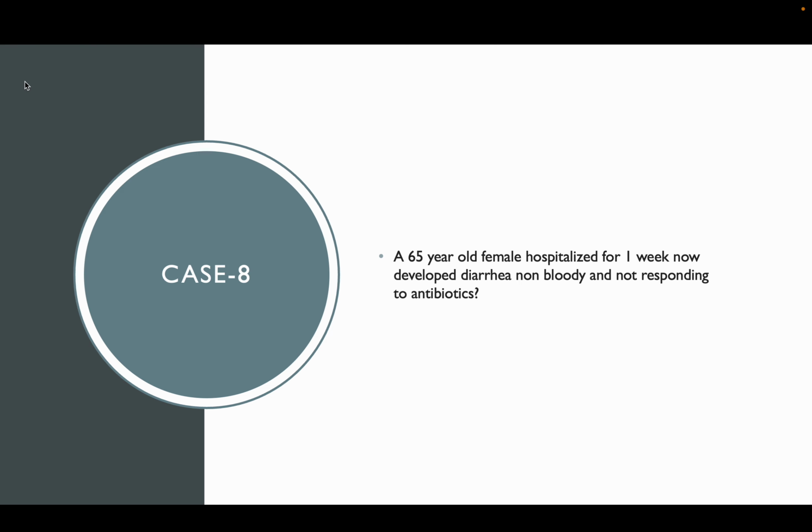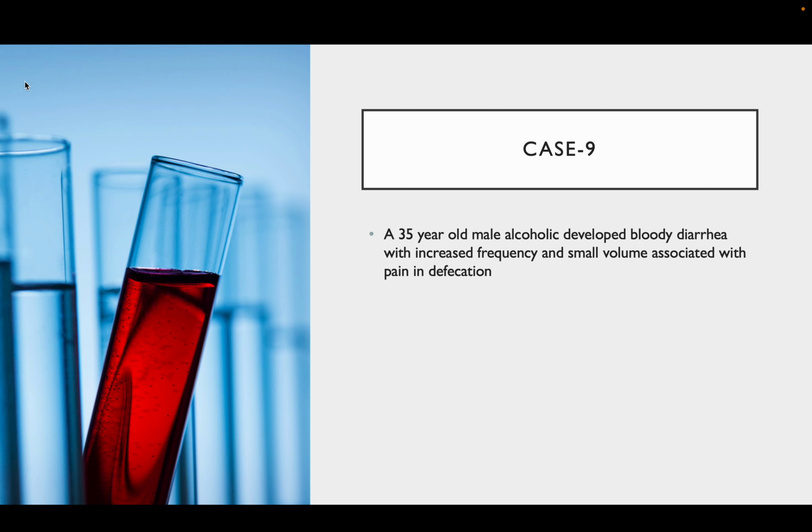So you need to remember, in any hospitalized patient on prolonged antibiotics, you should always suspect the possibility of C. difficile. You need to get a colonoscopy done, and get a C. difficile toxin A and toxin B done.